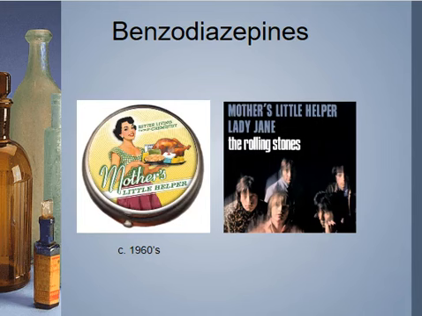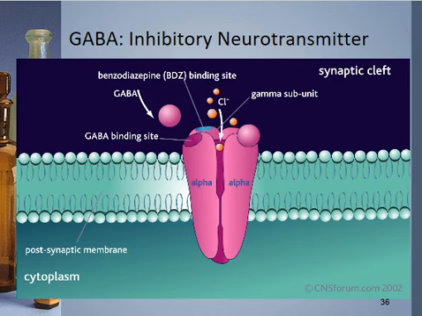This is in contrast to benzodiazepines. In the 1960s, when they first made this drug, they marketed it as mother's little helper, and so for the women who were dealing with rambunctious kids and problematic husbands, they would take these benzodiazepines and just reduce anxiety throughout the day. The Rolling Stones actually had a song called Mother's Little Helper. I think this was in the 1970s. This was before my time, so I don't know the exact date, but I do know that they did make that song about that. A little bit of history.